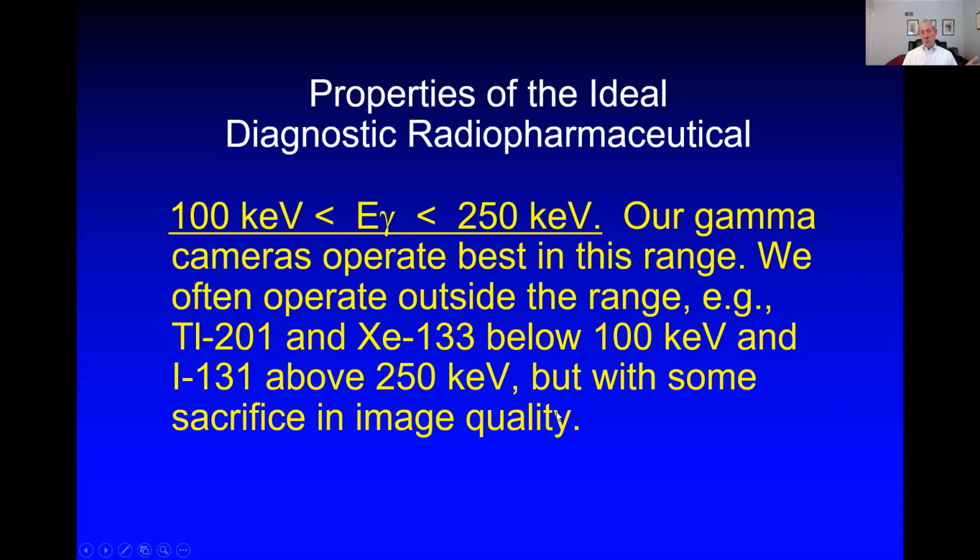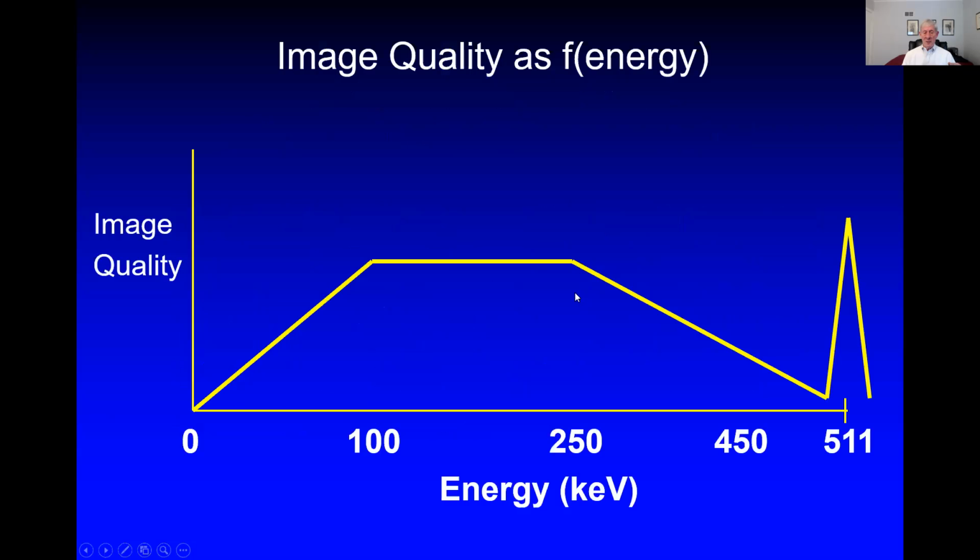We have I-131. Sometimes we're forced to use that isotope, like on a whole body iodine scan, and we're going to get suboptimal image quality. Now, here's a diagram that I just kind of created. It's not from any particular study, but here's the plateau where you are going from 100 to 250 keV, and the image quality is as good as it's going to get.